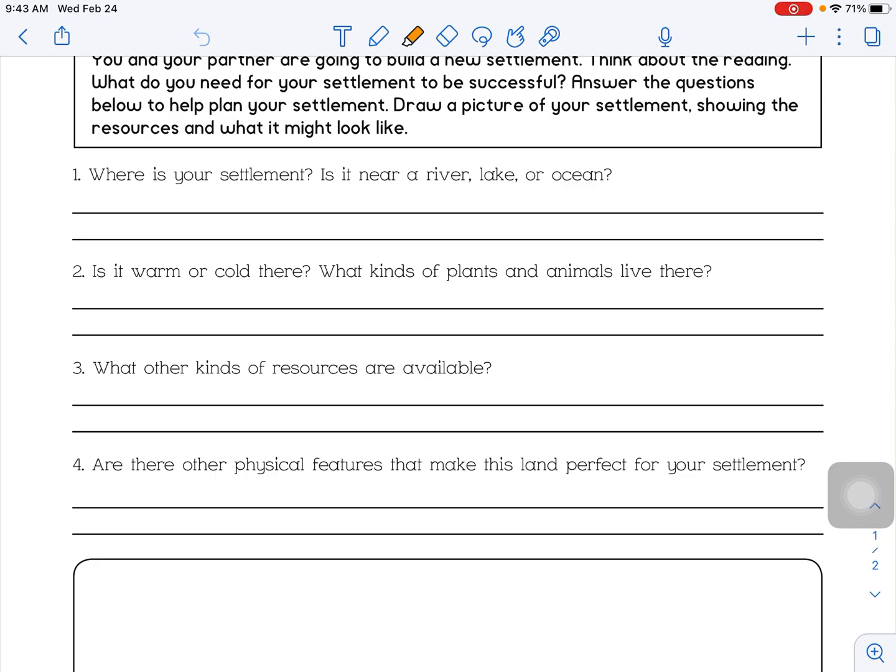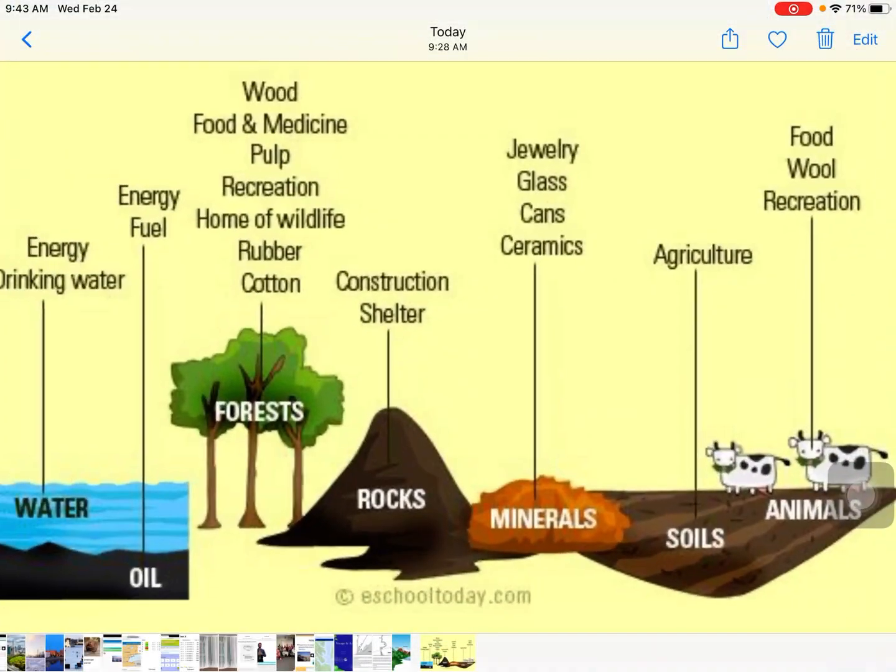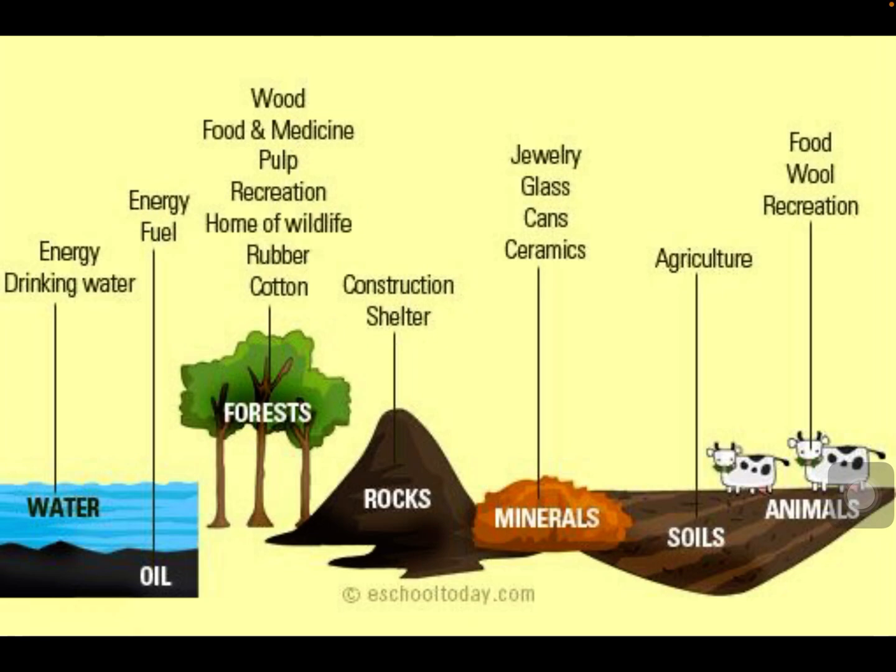What other resources are available? So I will add this picture in, and you can take a look at resources that might be available that you want to pick. So resources we have here, we have animals, soil, minerals, rocks, forests, water, and oil. You're going to decide which types of resources are by your settlement that is going to help you guys survive and live in that area.